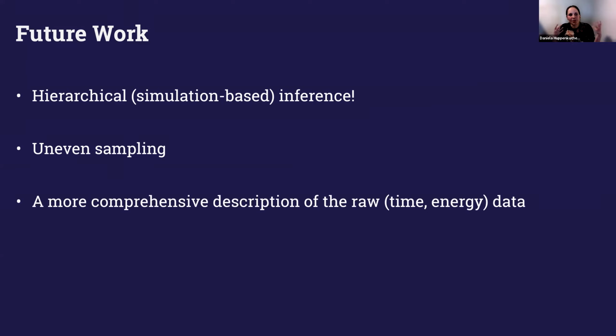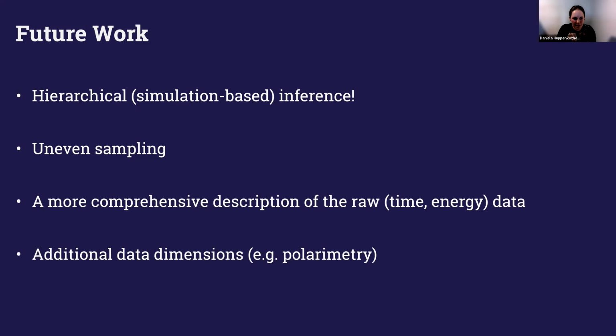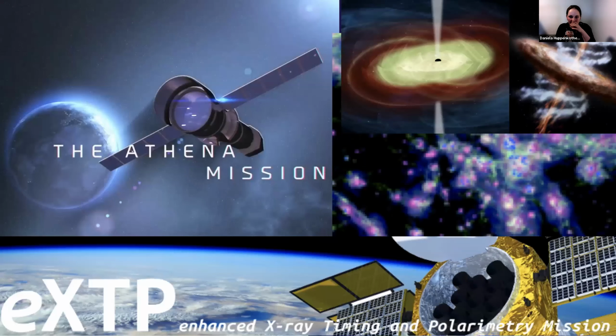We're currently only doing very specific combinations of how we combine time and energy, into time lags or into these phase-resolved spectroscopy things that I showed you. And I think we need more comprehensive descriptions of more of the raw data. Future instruments will add other data dimensions than just time and energy, especially things like polarimetry, and it's going to be really interesting to see how we can combine those. There's a bunch of future missions, like Athena, which is going to be a big space telescope, and eXTP, which are going to provide us some of that new data for which we need those methods.